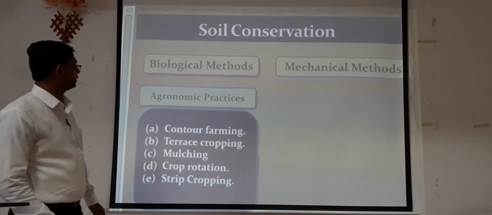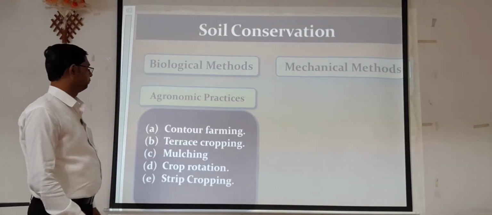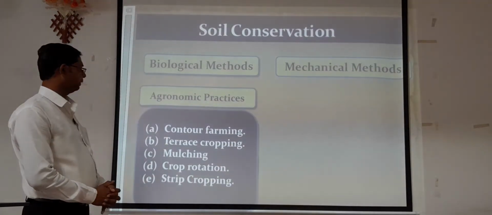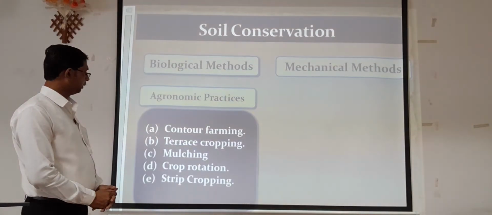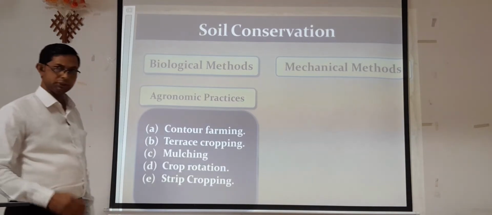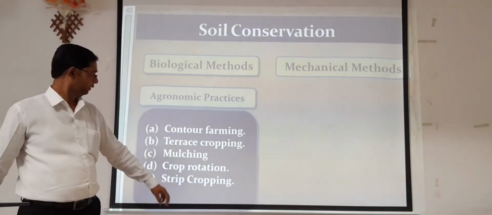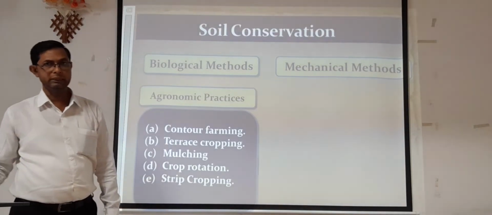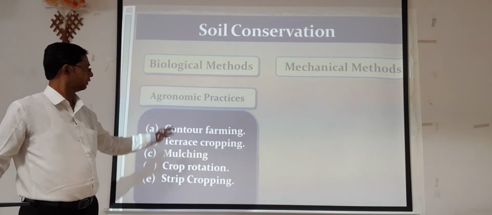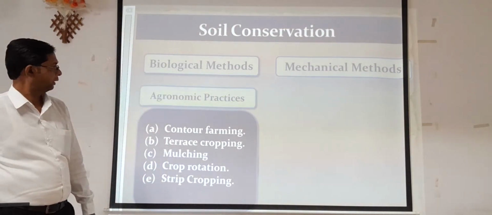Now first, we can take an example of agronomic practices. What can we do? Contour farming. This is the most important type of farming. Terrace cropping. Then mulching, meaning to cover that particular region. Crop rotation we can do, and strip cropping, meaning in a strip we can do the cropping, and this will reduce soil erosion, and it will help in the biological method of conservation of soil.